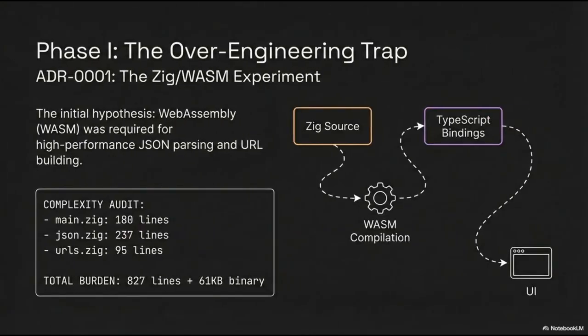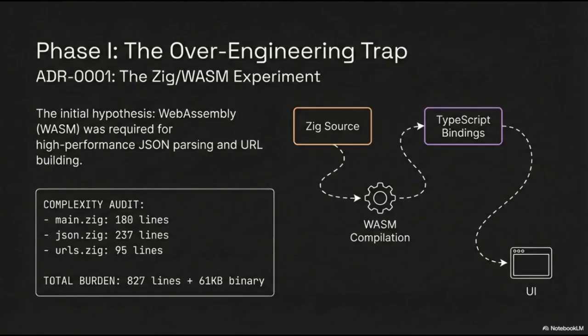In Phase 1, we encountered what we now call the over-engineering trap, documented as ADR0001 during our Zig and WASM experiment. Our initial hypothesis was that WebAssembly would be necessary to achieve the high performance required for JSON parsing and URL building. However, a complexity audit revealed the true cost of this approach. We ended up maintaining 180 lines in main.zig, 237 lines for JSON handling, and 95 lines for URL logic, creating a total maintenance burden of 827 lines and a 61 kilobyte binary.